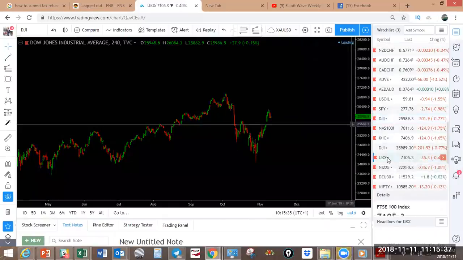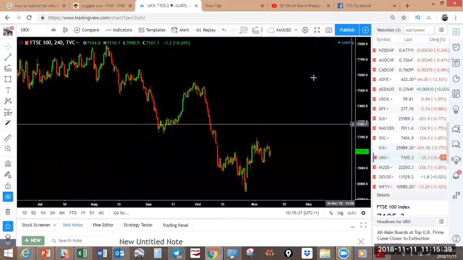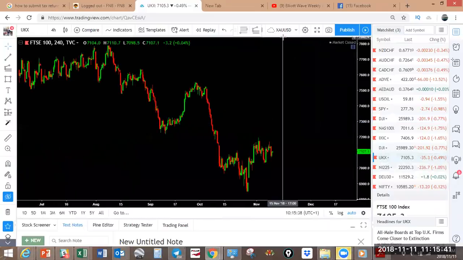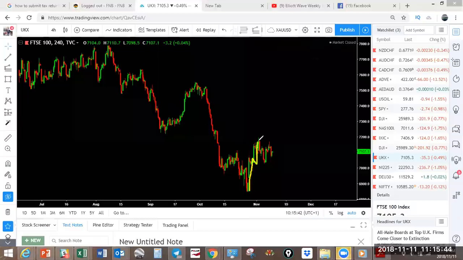UK 100. So usually UK 100, you find that it is slightly different to the others. So here we've made a 1, 2, 3-wave move. We've made a 1, a 2. Looks like we're going to have one more down here as well before we get another move to the upside.